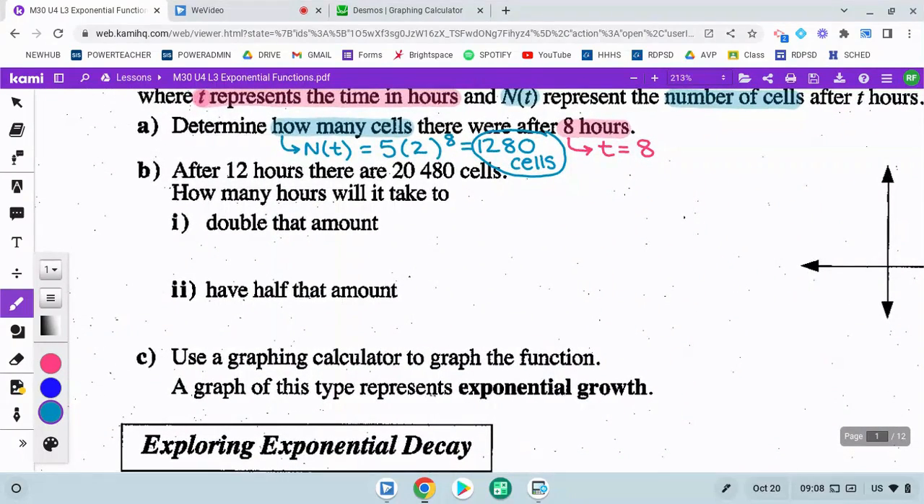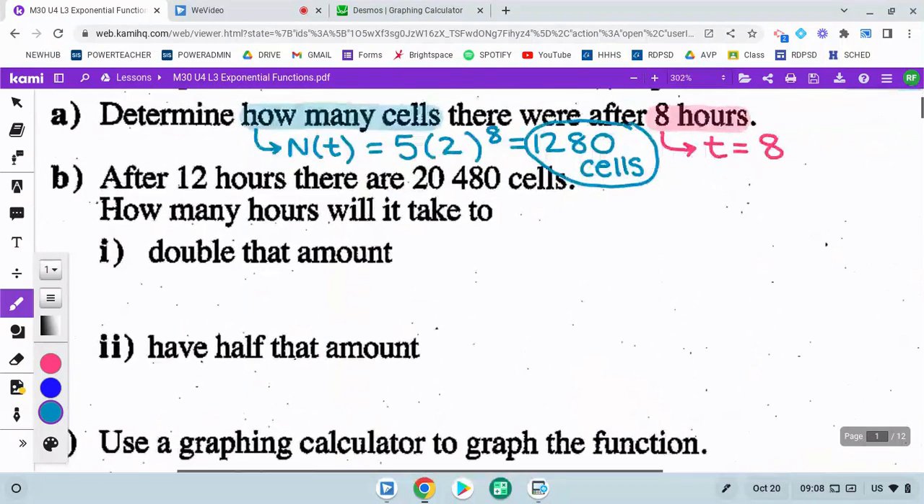Part B, it says after 12 hours, there are 20,480 cells. How many hours will it take to double that amount and then have half of that amount?